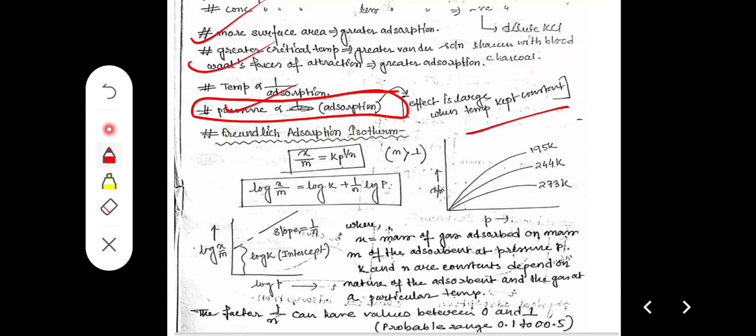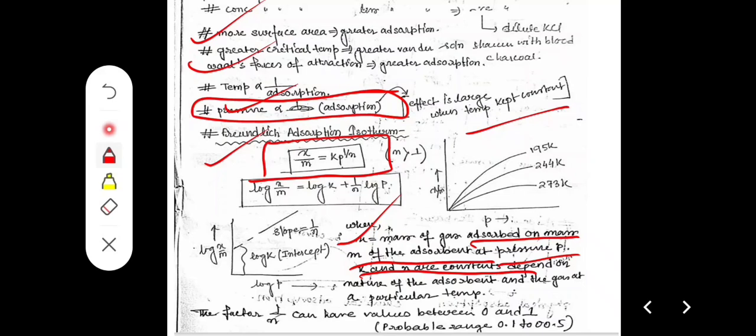Now we consider some isotherms. First one, the Freundlich adsorption isotherm. That is x by m equal to k p to the power 1 by n, where n is greater than 1. P is the partial pressure, and x by m is the mass of the gas adsorbed per unit mass of adsorbent. x is the mass of the gas adsorbed, and m is the mass of adsorbent at pressure P, and k and n are constants that depend on the nature of the adsorbent and the gas.